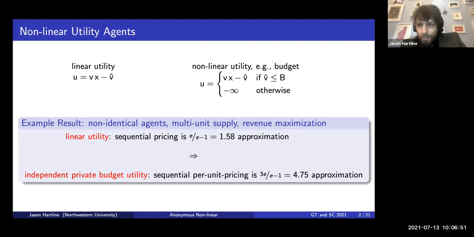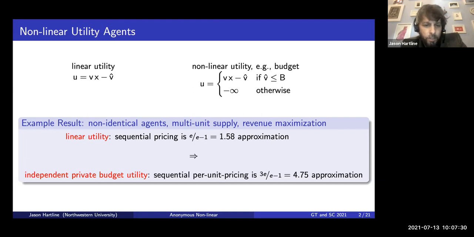To give an example result that I'm going to be talking about later in this lecture, we're going to be looking at reductions for lifting results for agents with linear utility to apply to agents with nonlinear utility, essentially showing that a lot of the conclusions that we've learned from studying the much simpler situation of linear utility agents approximately are true under more general nonlinear utility models. In other words, these are sort of robust conclusions.